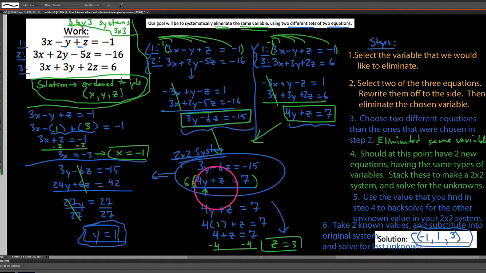And then at that point, we're just plugging it back into the 2 by 2 system to find the other unknown, and then taking these two unknowns and plugging them back into any of your 3 by 3 equations to find the third unknown. So solving a 3 by 3 system, this is the method that I want you to use here.